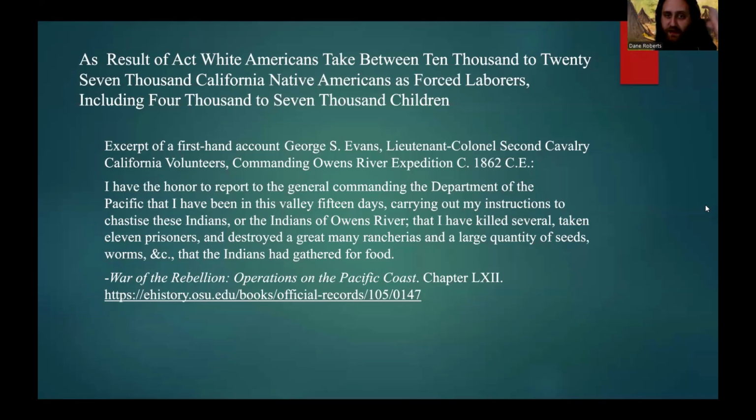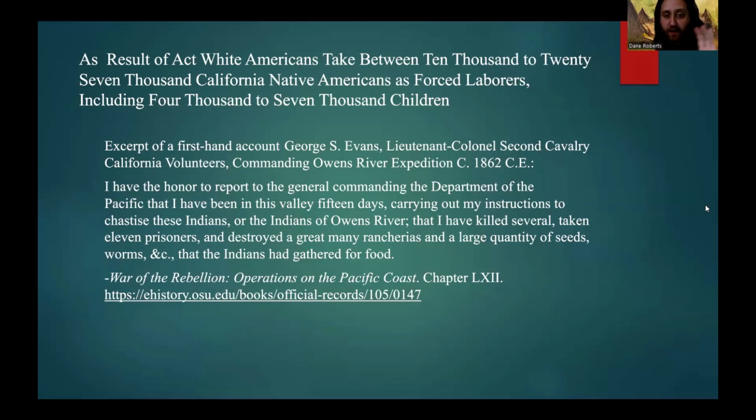Unsurprisingly, as a result of the act, white Americans would take between 10,000 to 27,000 California Native Americans as forced laborers, including 4,000 to 7,000 children. And we can see an example of this forcibly taking of Native Americans as forced laborers in multiple different sources. Specifically, in this case, from the personal account of George S. Evans, the lieutenant colonel of the Second Cavalry California Volunteers, who was in charge of commanding the Owens River expedition in 1862 CE.